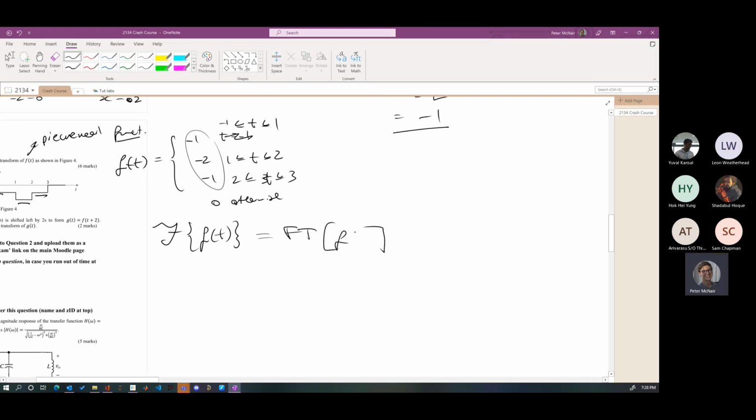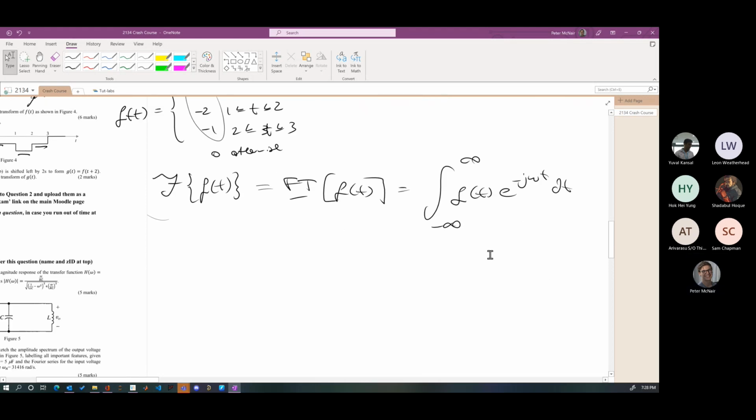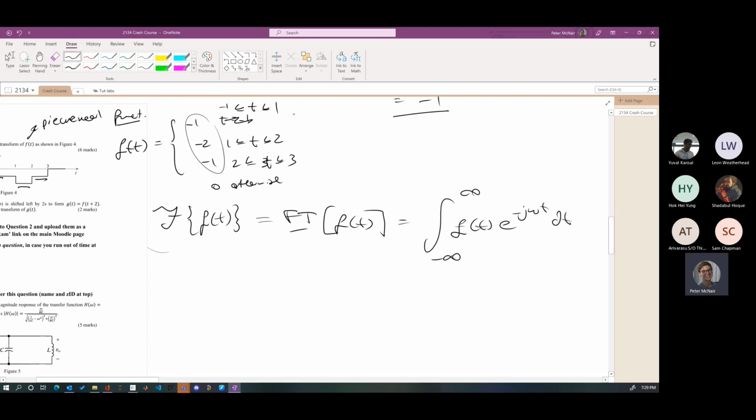It's a bit grungier, but we know what you mean, and it's probably a bit quicker than trying to do that. So the Fourier transform of f of t is equal to the integral from -infinity to infinity of f of t e to the minus j omega t dt. Now, if we just sub in our values of f of t, these serve as the limits of our integral, this serves as the value.